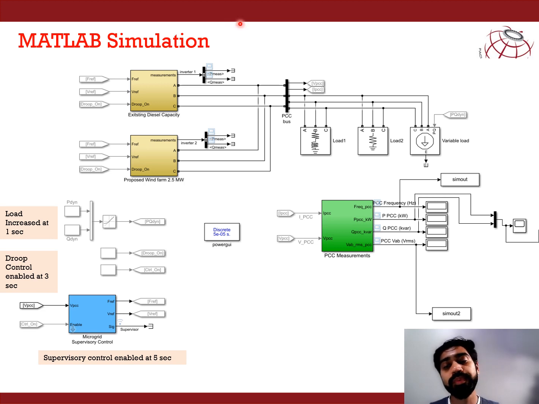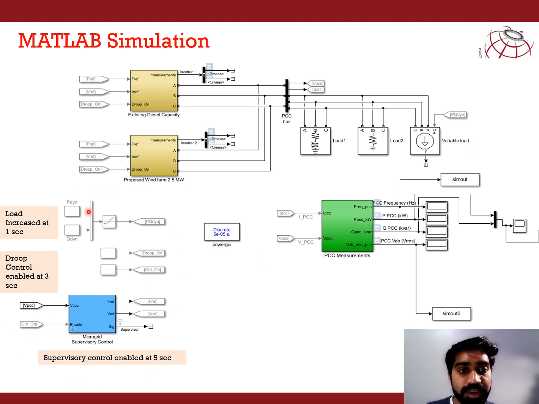So this is the MATLAB simulation block diagram, which is carried out in MATLAB Simulink. This block diagram represents the existing diesel capacity, which is 1.5 megawatt. This is the MATLAB inbuilt diesel generation system, and this is the wind farm of 2.5 megawatt, which are both connected with the point of common coupling, and there is a load also connected with that. And I have added a variable load to check the dynamic condition with increasing load as well.